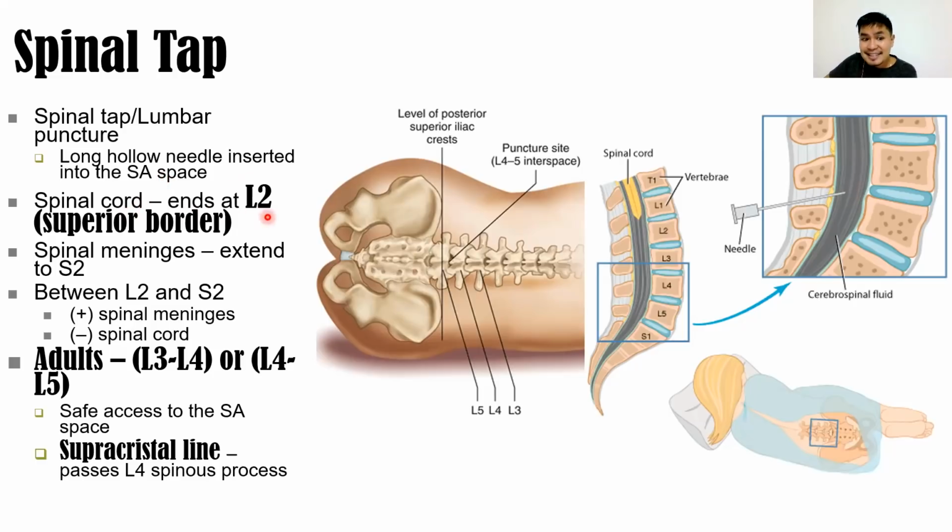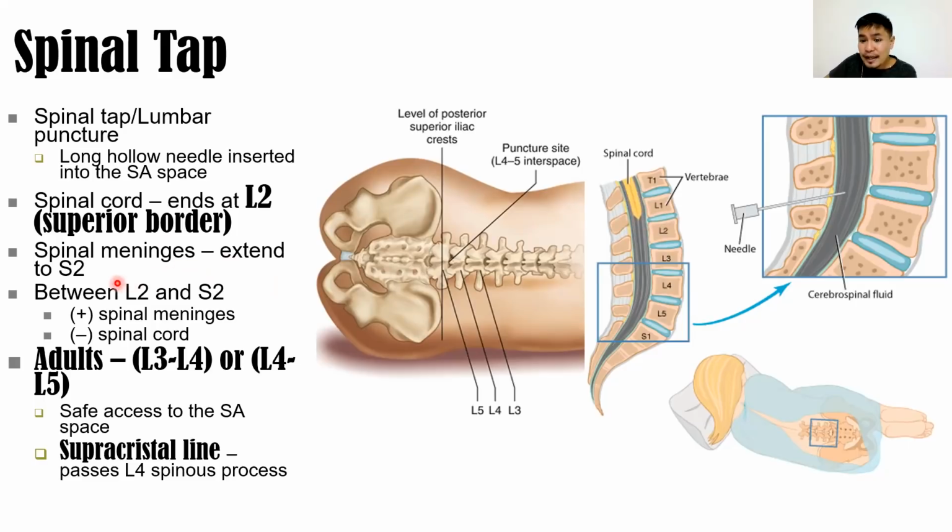So the spinal cord ends at the superior border of your second lumbar. Okay, so let's get oriented with the picture. This is your spinal column. You have your lumbar vertebrae here, L1, L2. So at the superior border of your L2, your spinal cord ends. This is your spinal cord. Your spinal cord ends at the superior border of your L2. This is for adults.